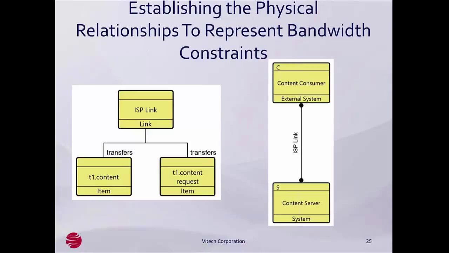Relationships must also be made between the respective items and links for the simulator to be able to determine the effects of bandwidth on behavior, in addition to the size and capacity attributes being set. The transferred by relation between the link and the item entities has to be established, as shown on the left-hand side of the slide. In addition, for consistency, we should establish the connected by relation between the link and the component entities at the end of the link, as shown on the right-hand side of the slide.